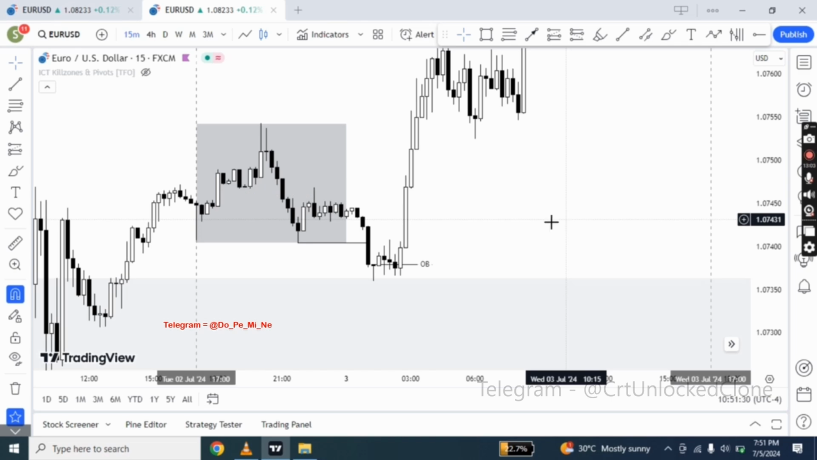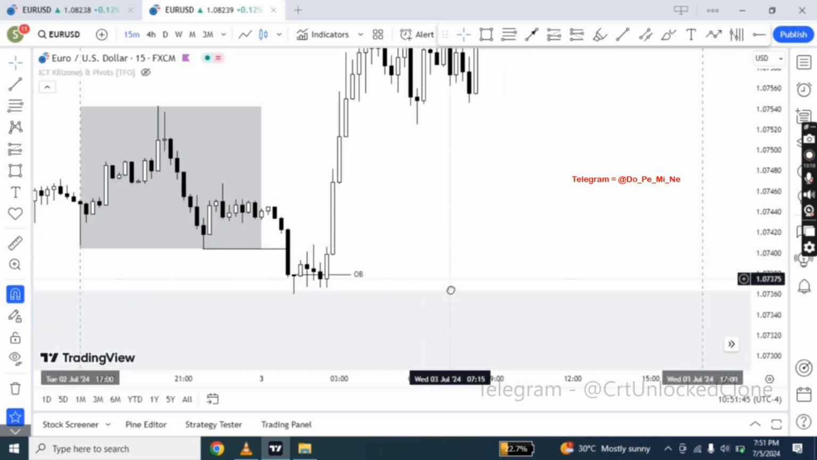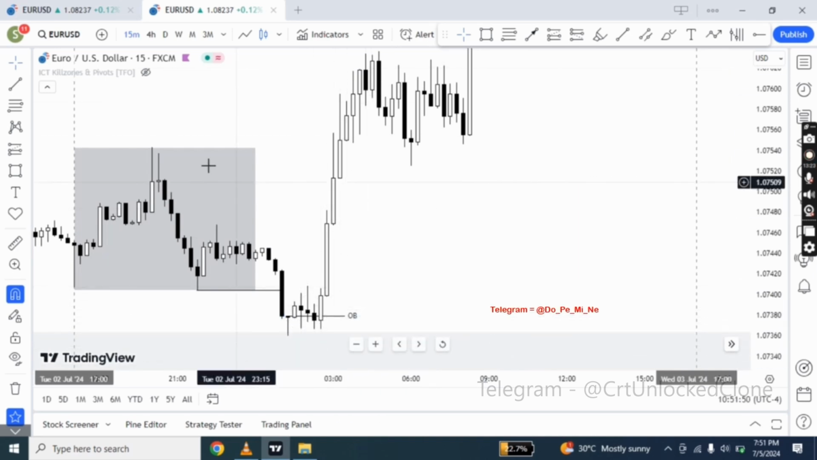Now, right here you can see that we had a manipulation profile after the ranging profile ended, and then right after that we formed this order block right here on the 15-minute time frame, which basically gave me a confirmation that this manipulation profile is about to end, and now we can potentially position ourselves towards that drawn liquidity and trade it higher. And then I took an entry right here at this order block and rode it higher, and right after that we had an expansion profile towards the drawn liquidity.